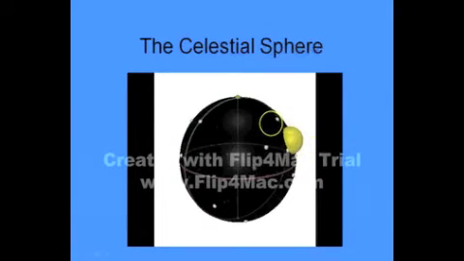In ancient times, they had a theory that the Earth was in the center of the universe, and the stars and the sun and the moon and the planets went around us on a giant sphere, and they were all, at least the stars were all sort of the same distance from the Earth on the edge of this sphere. So it looks something like this.